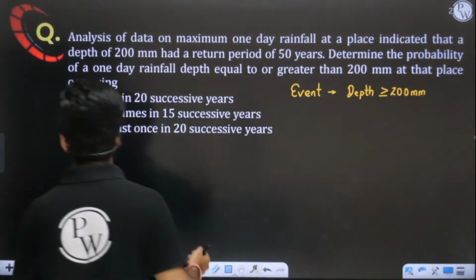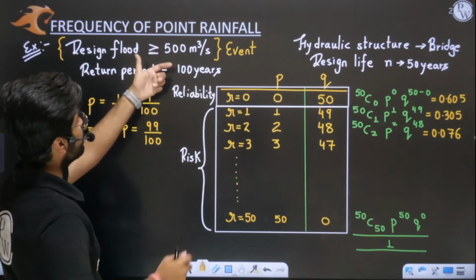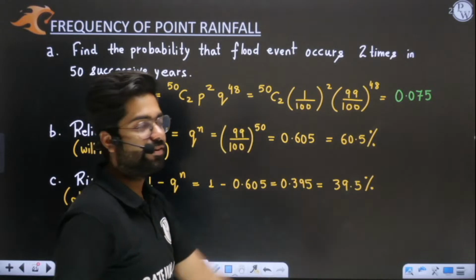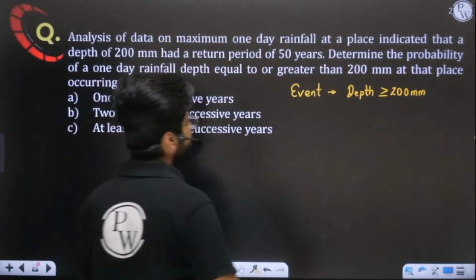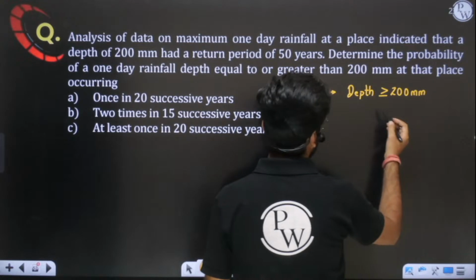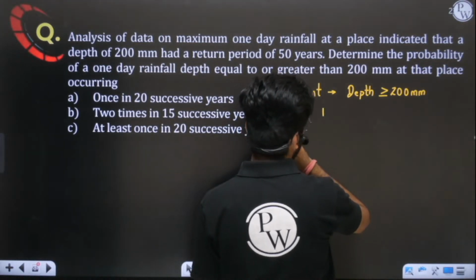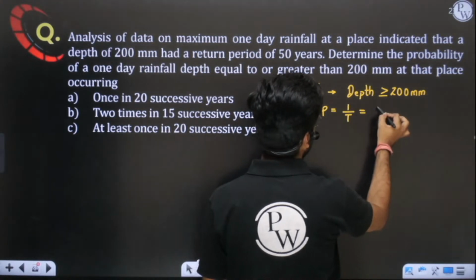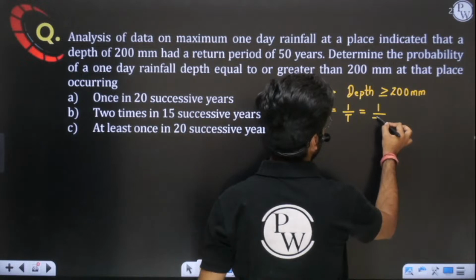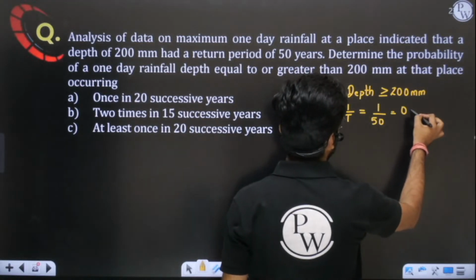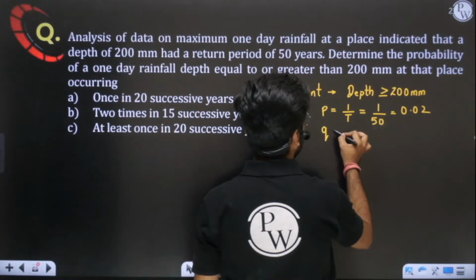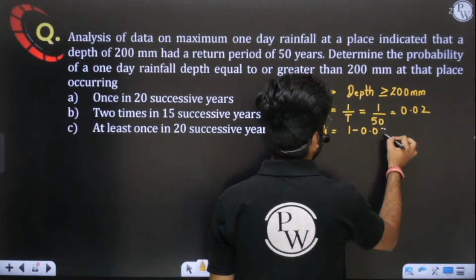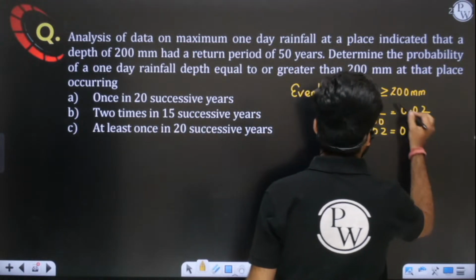In our last question, the event was a flood event in which we had discharge greater than or equal to 500. Here we have depth of rainfall greater than or equal to 200. So obviously the probability of such an event happening is 1 by T. Return period is 50, so probability will be 0.02, and such an event not occurring is 1 minus p, which is 0.98. This is the simple thing given in the question.